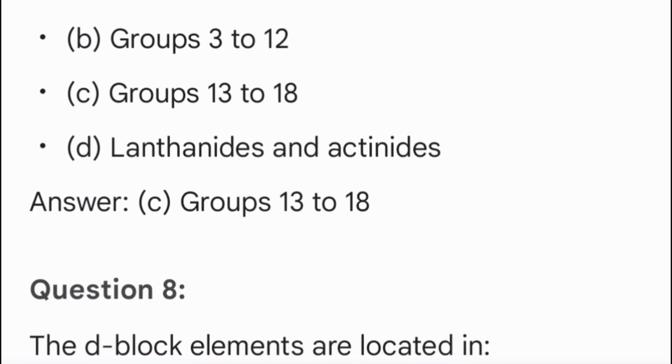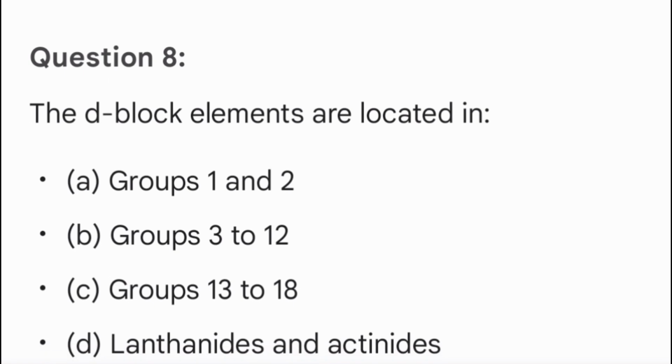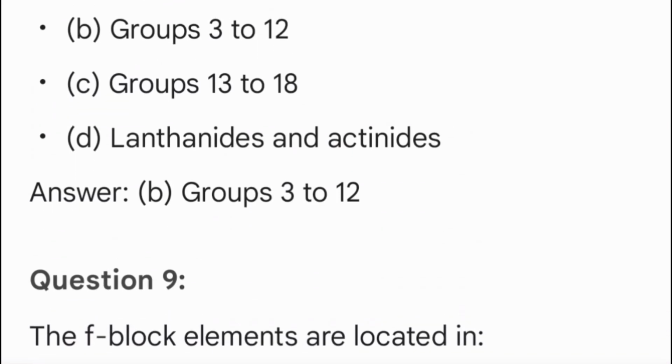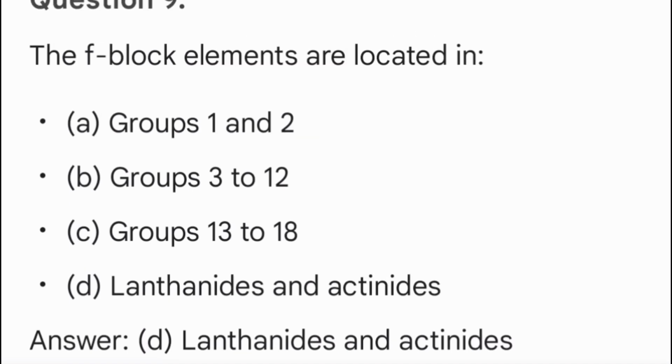Question 8. The d-block elements are located in: A. Groups 1 and 2, B. Groups 3 to 12, C. Groups 13 to 18, D. Lanthanides and actinides. Answer: B. Groups 3 to 12. Question 9. The f-block elements are located in: A. Groups 1 and 2, B. Groups 3 to 12, C. Groups 13 to 18, D. Lanthanides and actinides. Answer: D. Lanthanides and actinides.